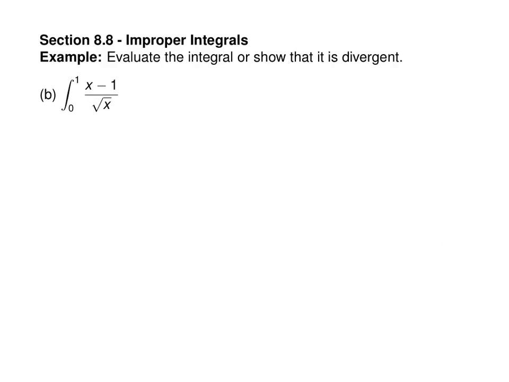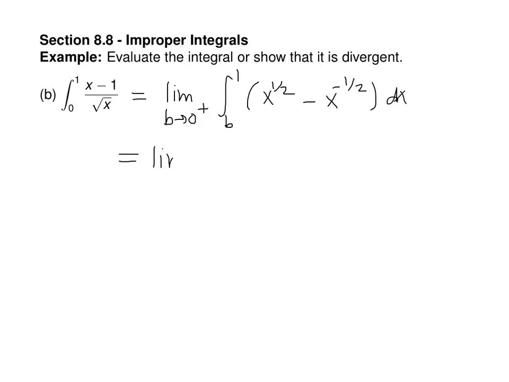With this integral, the problem point is 0, so we're going to change this into the limit as b goes to 0 from the right, integral from b to 1. And next I'll divide both terms by root x. So x over root x is just root x, or x to the 1/2, minus x to the negative 1/2 dx. So the limit as b goes to 0 plus.